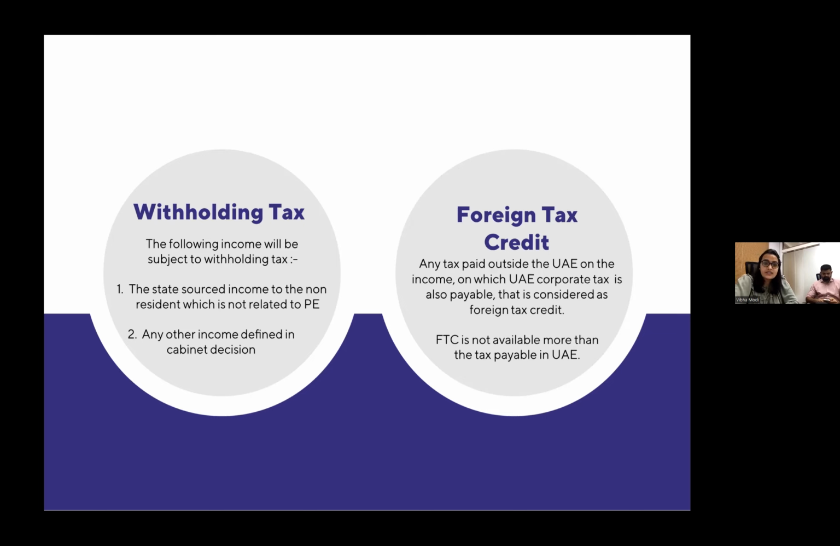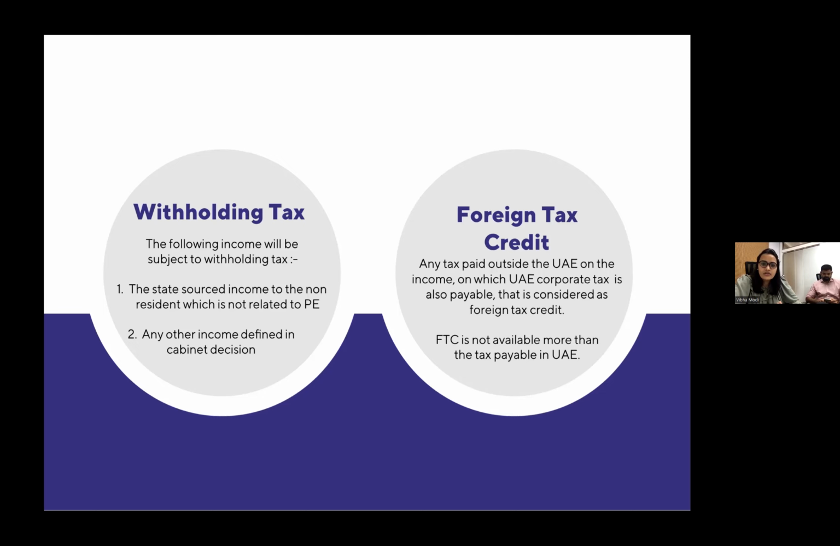But at the same time, they have given the authority that they can increase the rate on the basis of different types of incomes. So maybe not initially, but at a later stage, they can come up with different rates of withholding tax. People who are dealing with KSA, Saudi, know that they have withholding tax rates from 5 to 30% for different types of incomes. But currently here it is only 0%.